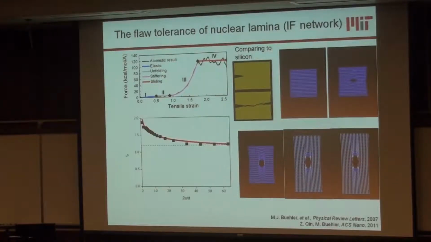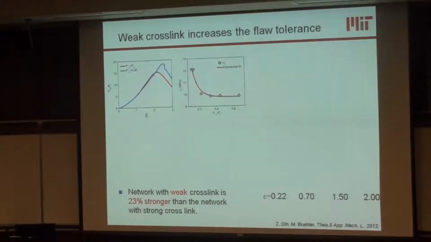And also, if we change the initial length of the crack and make it longer and longer, we are still able to stretch the entire network beyond 100% strain. It's because of this force extension stiffening region that enables the material to diffuse the deformation energy throughout the entire material, so it becomes more difficult to rupture.